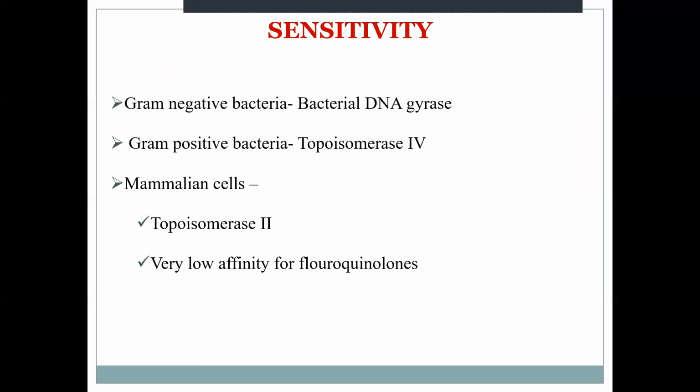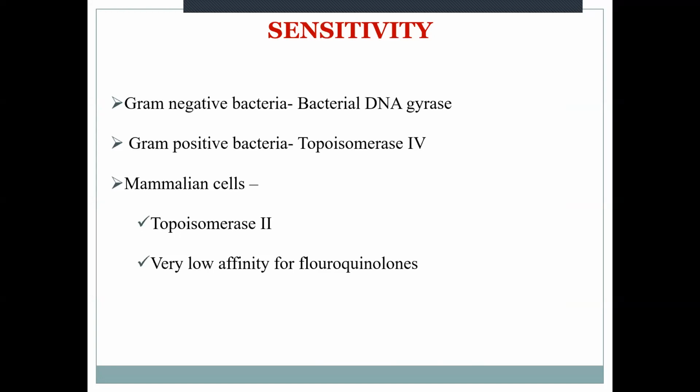Why are fluoroquinolones toxic to bacteria while sparing humans? We can easily take the drug without much toxicity. This is because any bacteria, whether gram negative or gram positive, has two types of enzymes: DNA gyrase and topoisomerase 4. DNA gyrase is present in gram negative bacteria, whereas topoisomerase 4 is present in gram positive bacteria. Both enzymes have certain structural similarity.